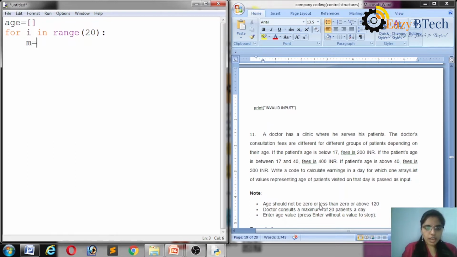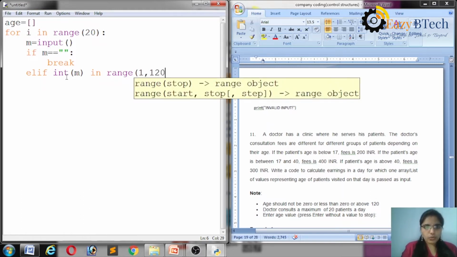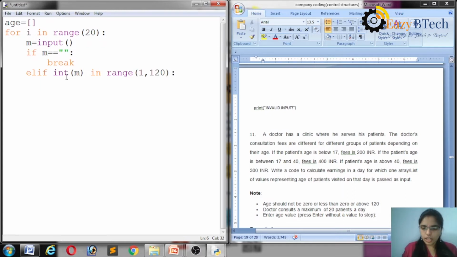So here I am taking the input. m is equal to input. If m is equal to empty, then break. Elif, if I entered an m value, that is an age. The age is not 0 or not above 120, then you have to write int of m in range of 1 to 120. Then you have to append this age to age list: age dot append of int of m.